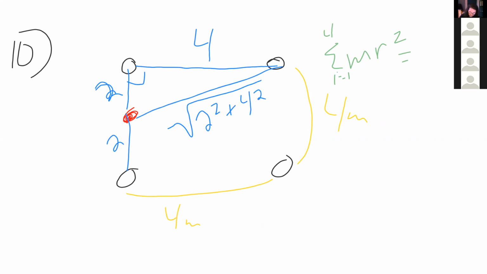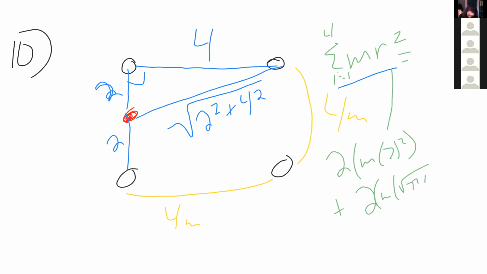All right, so when I go to do my sum of my mr squareds here, I'll have 2 of them. Sorry, I'm going to bring this down here so I have room. I'll have 2 of them that are mass m located at a distance of 2. And then I'll have 2 of them that are a mass m that are located at a distance square root of 2 squared plus 4 squared. So I have to square that too.